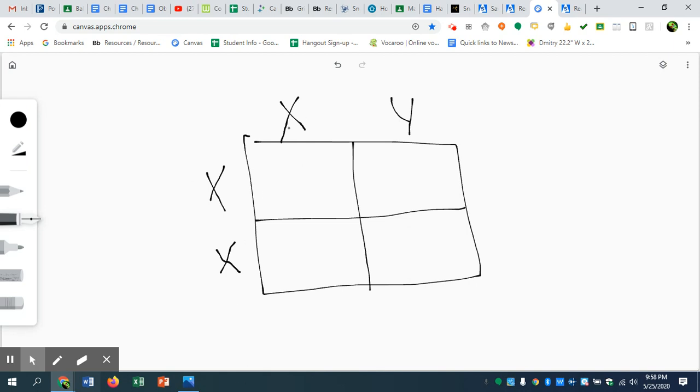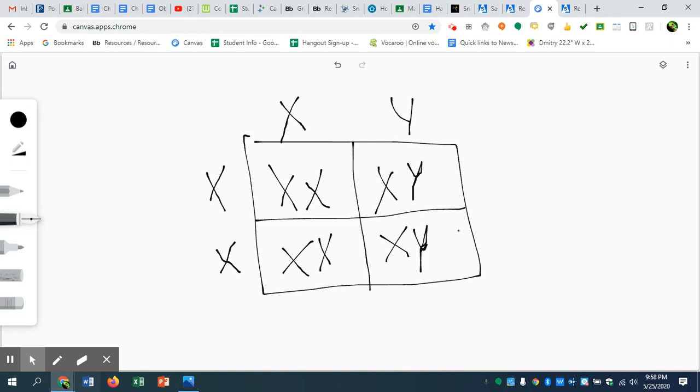Okay, so we bring our X down. We bring that X over. We bring our Y down. We bring this X over. Okay, we bring this X down. We bring this X over. We bring that X over, and we bring that Y down.